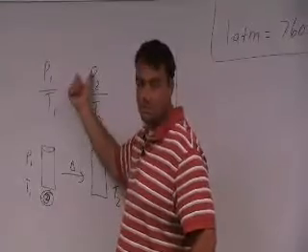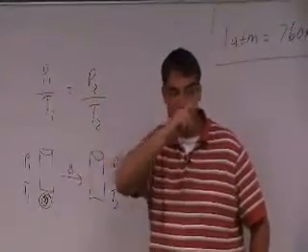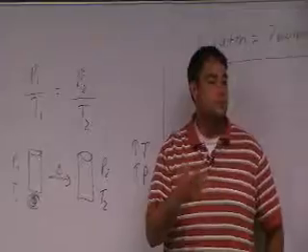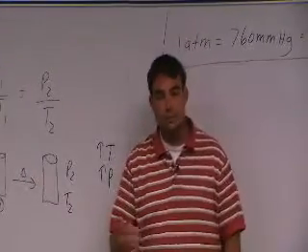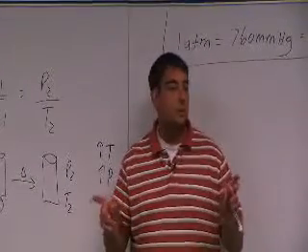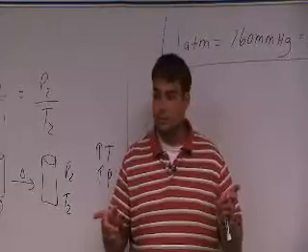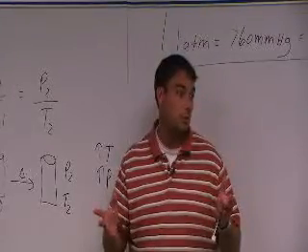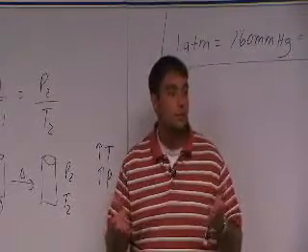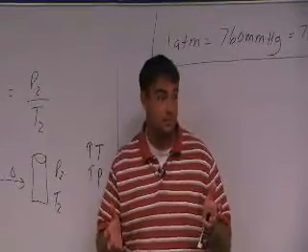Does this have to be in PSI? That's where the chapter's going to get you. It's going to be a converting game, because they're going to give you one in PSI and one in millimeters of mercury, and then you're going to have to convert one or the other. Does that make sense? You can choose any one you want. That's called unit congruency or unit consistency.